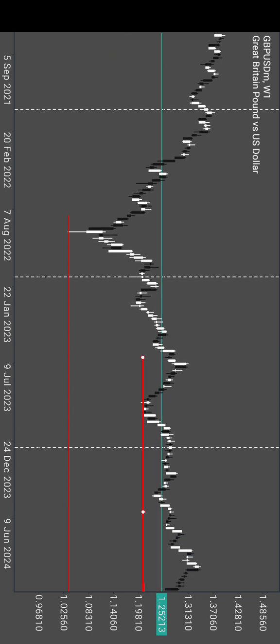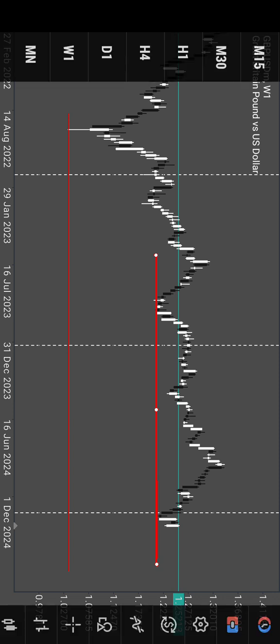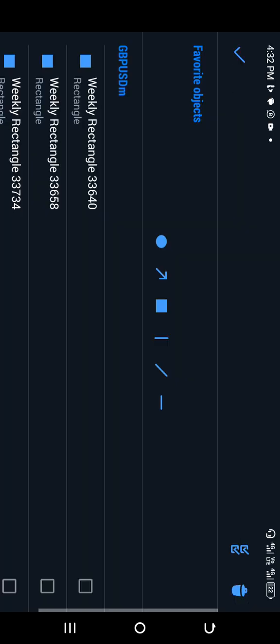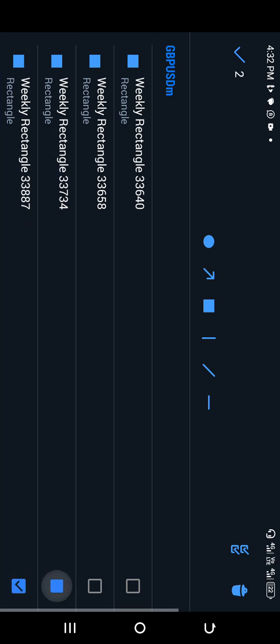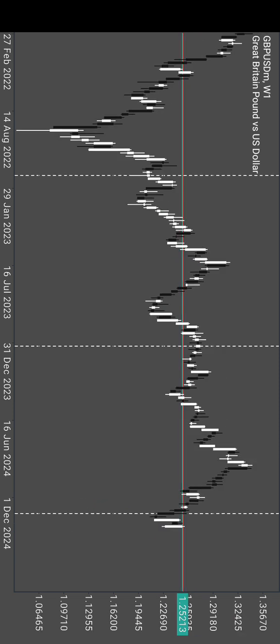Now let's go to the resistance zone. I think I have to clean up this chart for you to understand the resistance zone, right? So let me clean up my chart. So now let's go to resistance. Resistance simply means upper part. So please pay attention to that.